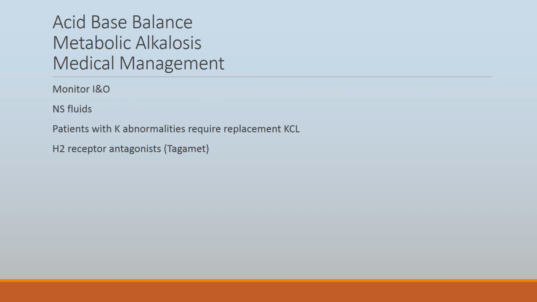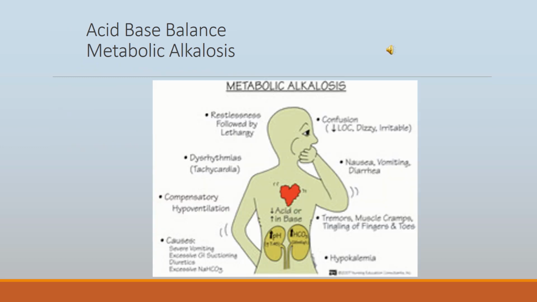Okay. Some of the things that we want to do is monitor intake and output because they are vomiting, so they're losing electrolytes, and we're going to push them with fluids. We'll give them normal saline because we want to hydrate them, and if there's a deficit in their potassium levels, we give them potassium chloride. Also, a lot of times we'll give H2 receptor antagonists, such as Tagamet, which help us hold on to the hydrochloric acid so we don't lose it anymore.